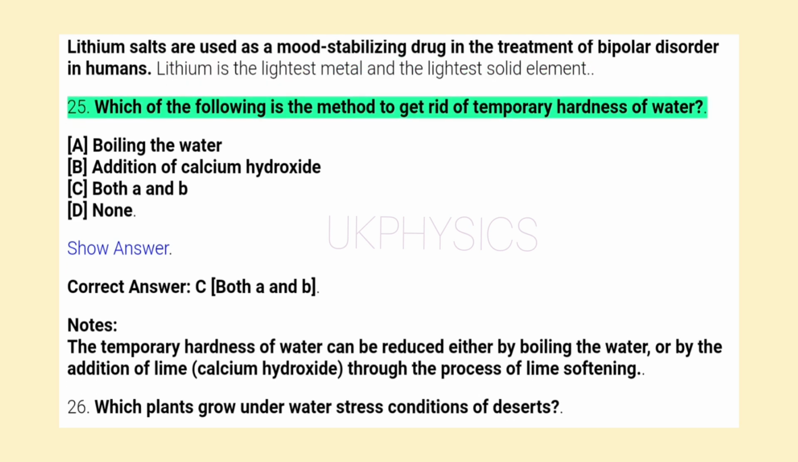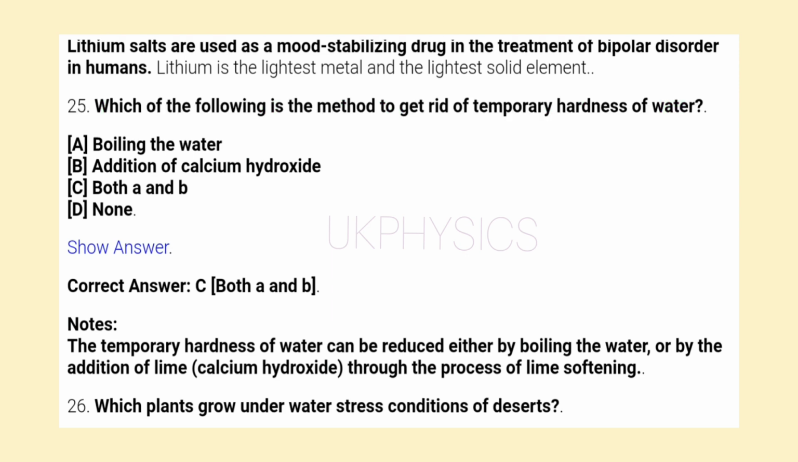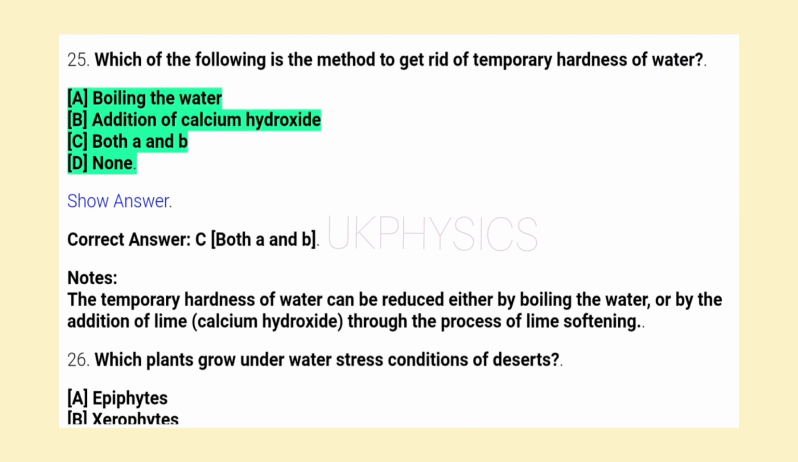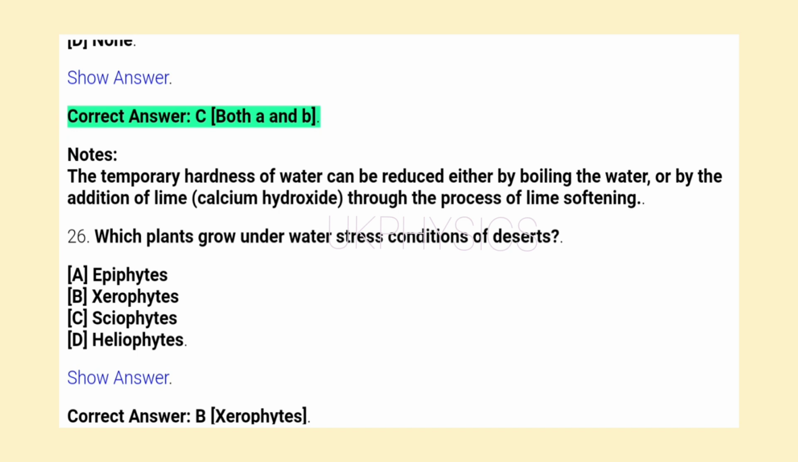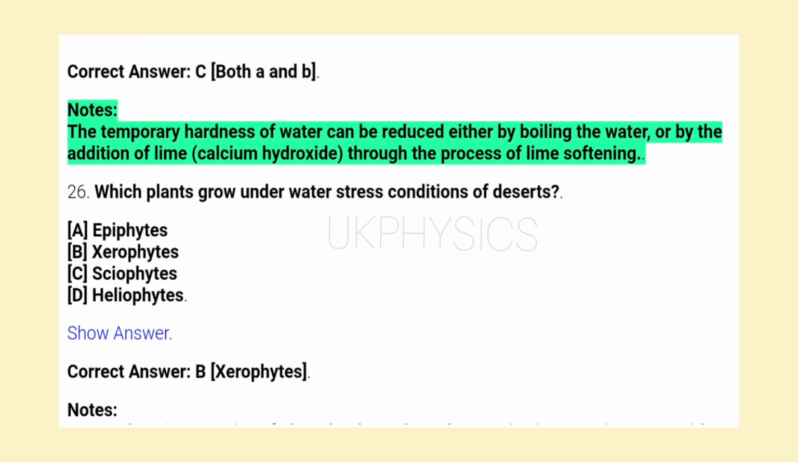25. Which of the following is the method to get rid of temporary hardness of water? A. Boiling the water, B. Addition of calcium hydroxide, C. Both A and B, D. None. Show answer. Correct answer, C. Both A and B. Notes: the temporary hardness of water can be reduced either by boiling the water, or by the addition of lime, calcium hydroxide, through the process of lime softening.